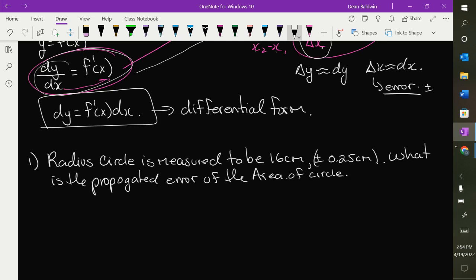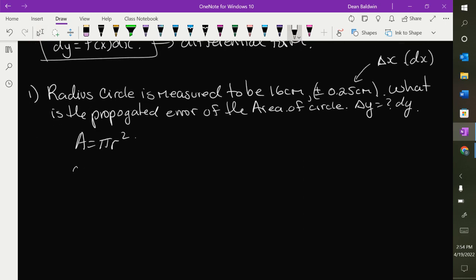Essentially, they're saying this is delta x. What is your delta y? I.e., delta x is dx and delta y is dy. Okay, so I'm talking about the area of a circle. Area is pi r squared. We're talking about differentials, so take the derivative. That's all you really know how to do right now. So dA, the derivative of A with respect to r, is 2 pi r. That's it.